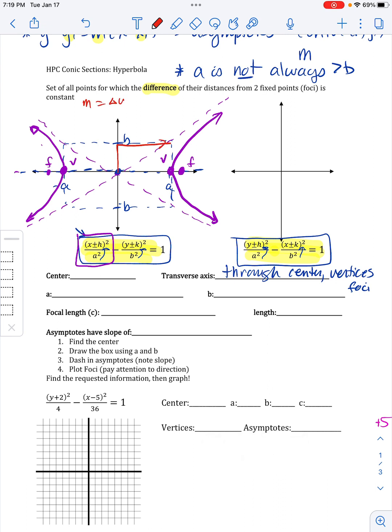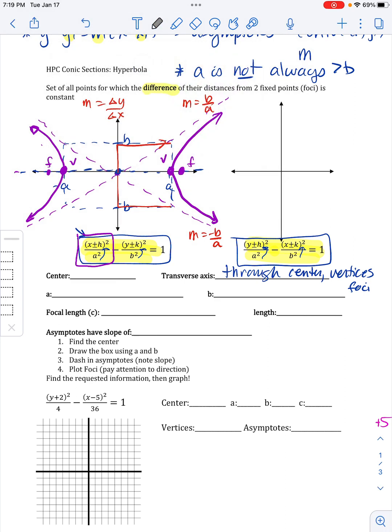Slope is change in y over change in x. So in this particular problem, the slope is b over a. And then here I'd be going down b over a. And so they're always equal but opposite, meaning one's plus, one's minus, but they have the same value. But it isn't always b over a. It depends. But that is what that type of hyperbola will look like.